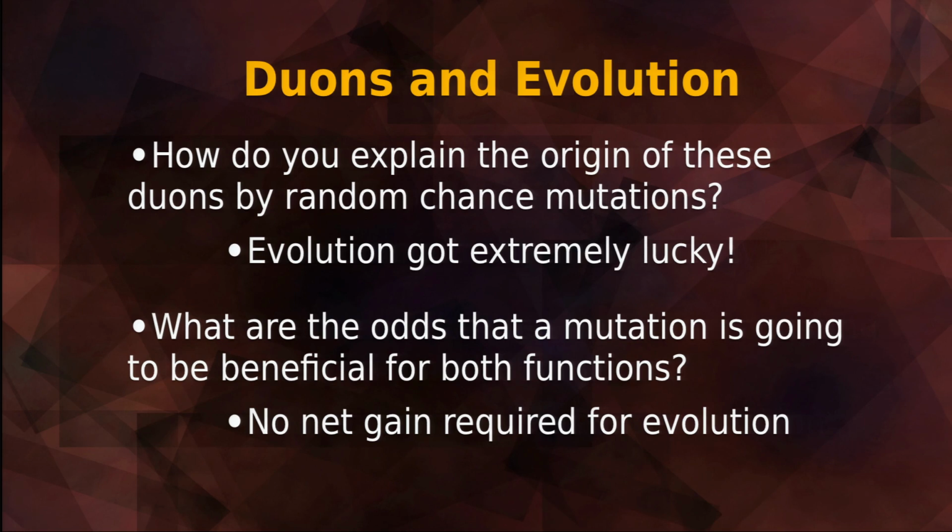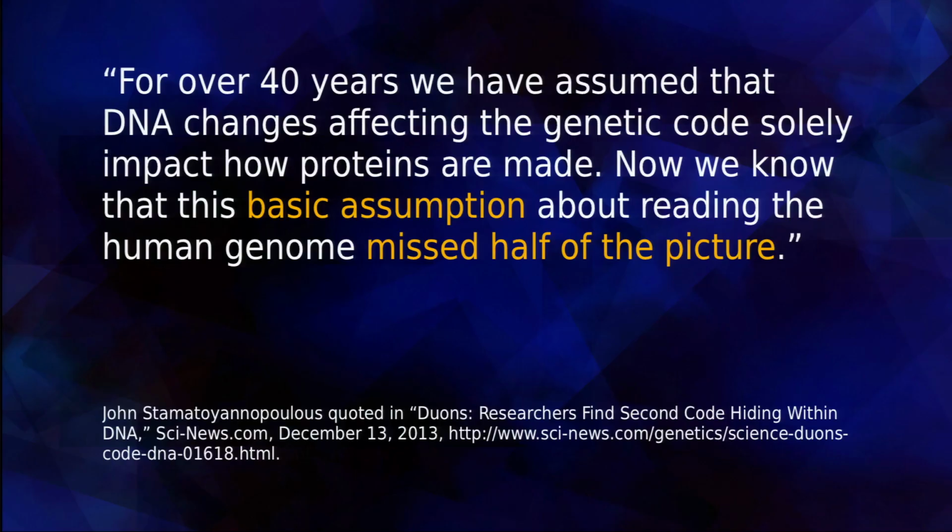So it really becomes even more implausible to believe that random mutations over time have generated the complexity and the diversity of organisms that we see today. Because again, you're having to evolve 2 things at one time. This is clearly design, not disorder. And one of the researchers involved in this research said, for over 40 years, we have assumed that DNA changes affecting the genetic code solely impact how proteins are made. That's the only thing it affects. Now we know that this basic assumption about reading the human genome missed half of the picture. You know, I'm going to guess they've missed 99.9% of the picture, okay? Because we still haven't figured all of these things out yet.